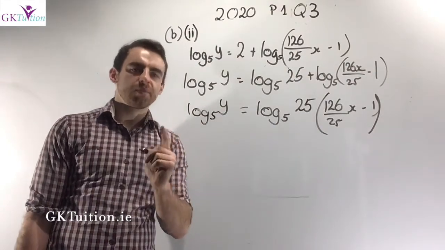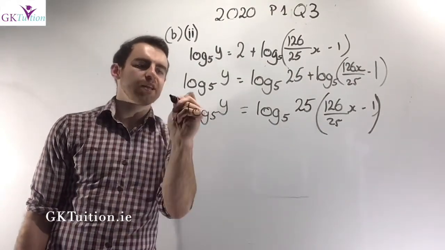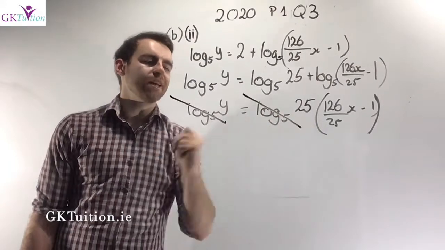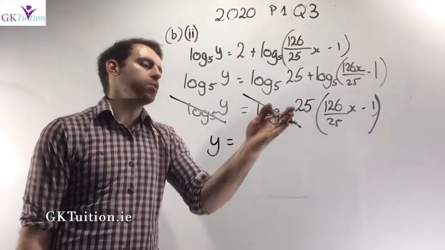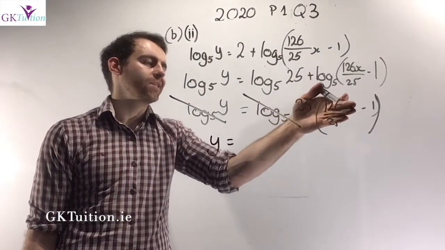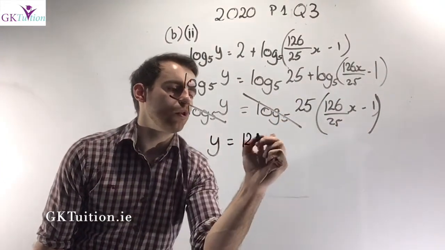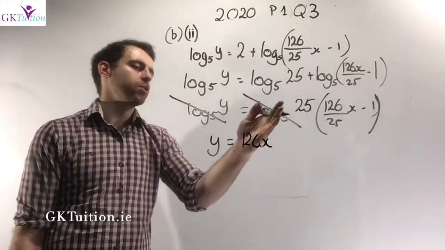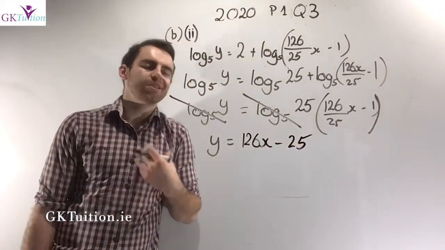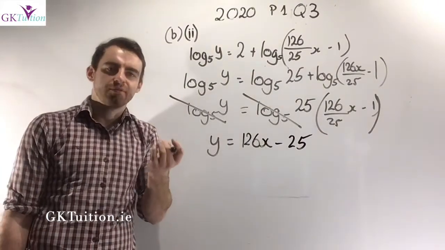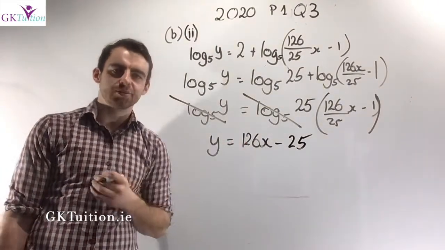I have one log to the base 5 on the left, one log to the base 5 on the right, so I can eliminate the log to the base 5s, and I'm simply left with y, and 25 times 126x over 25 is 126x. 25 times minus 1 is minus 25. I'm starting to get into more straightforward, more recognizable algebra here.